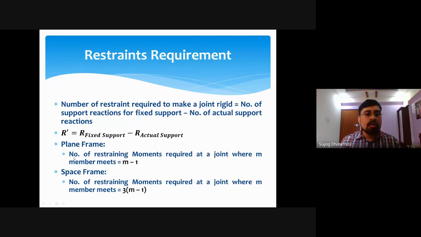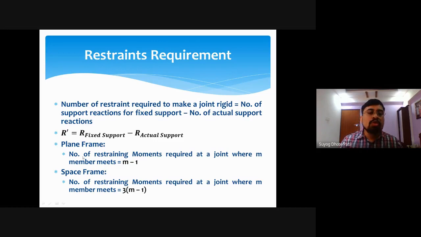Now if any member has an internal hinge, in a plane frame this is the formula, and in a space frame this is the formula. In a plane frame it is m minus 1, where m is the number of members, and in a space frame it is multiplied by 3, instead of 1 into m minus 1. 1 stands for only one plane, and 3 stands for 3 planes, since a 3D structure is there. Basically the formula is the same. Don't just memorize it, understand why 3 comes here and why m minus 1 comes here.